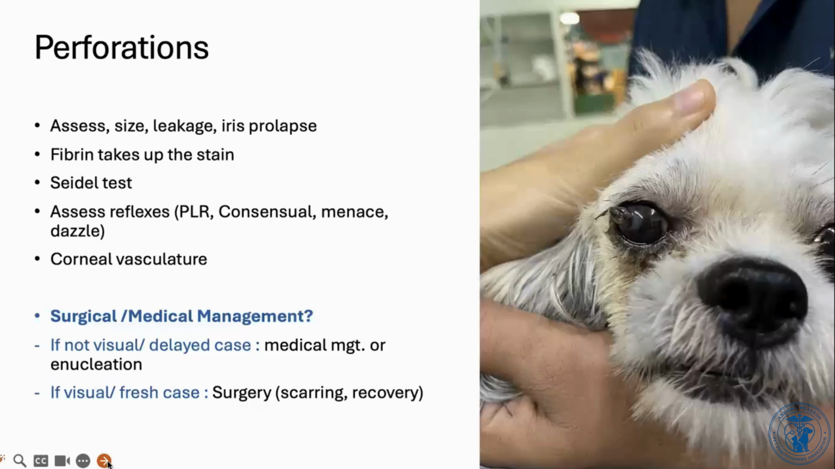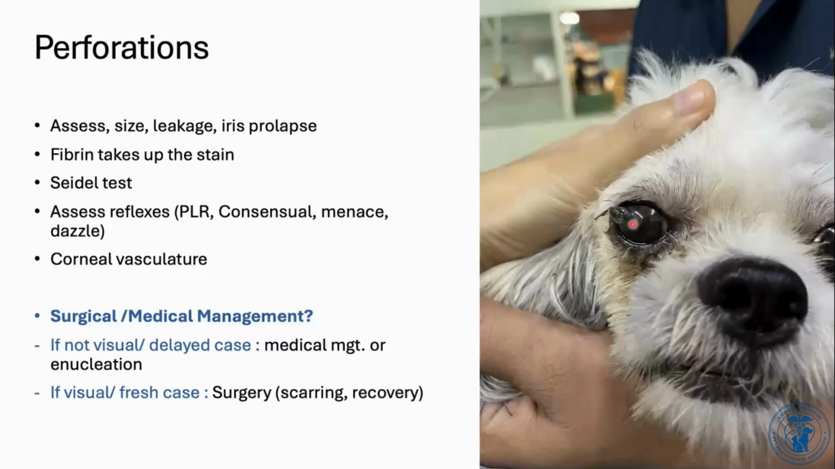Usually what happens is, when the perforation is very, very small, there will be a leakage of aqueous humor from the side. And when aqueous humor comes in contact with the air, it forms a fibrin plug. That fibrin plug usually gives us the appearance that there is no perforation. So in such cases, we can use a Seidel's test. It is a very simple test that can be done with the same fluorescent dye, to differentiate whether there is aqueous humor leakage or not.